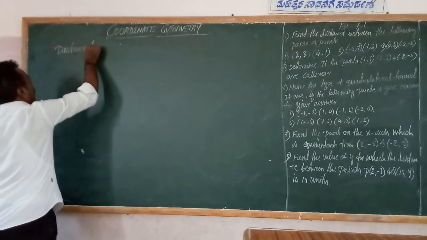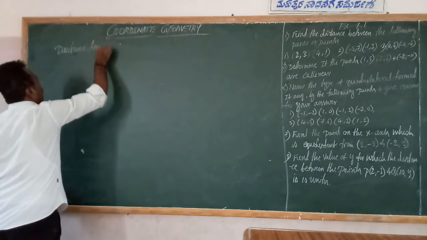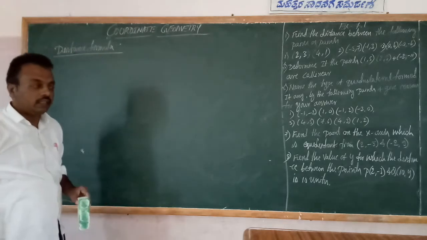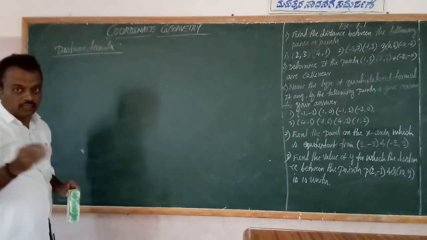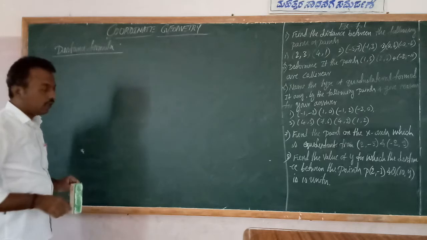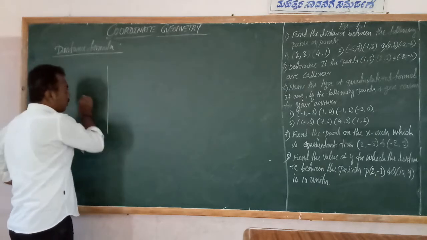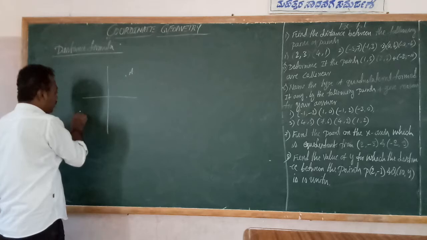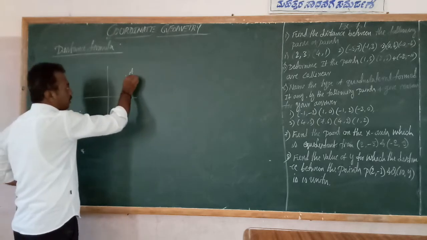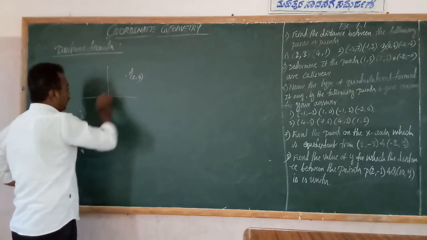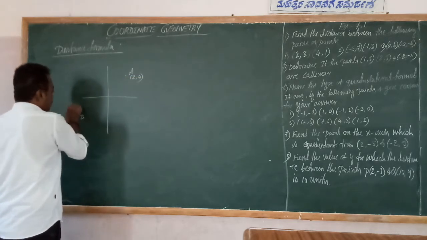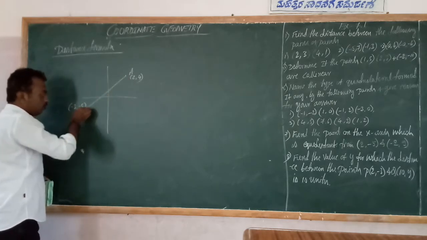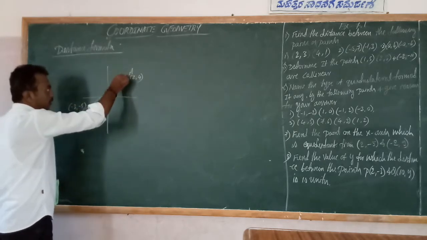Distance formula. What do you mean by distance? Distance we have to measure in meters, kilometers, centimeters, etc. Is it right? In coordinate geometry, this is one point A and this is point B. This point is (2, 4) and this point is (-3, -5). What is the distance between these two points?